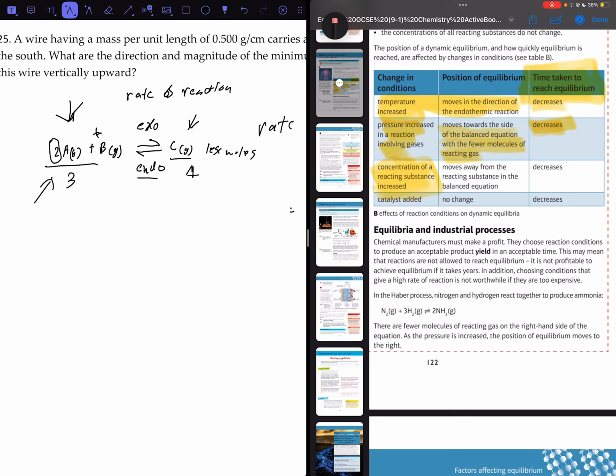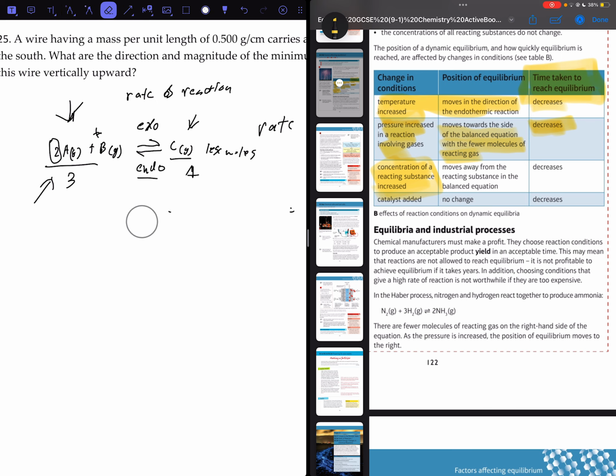So equilibrium will shift forward so we can use up some of this added A. And therefore we'll make more C. That's how it works. If I add B, it will shift forward to use up the added B. If I add C, it will shift backward so it can use up the added C.